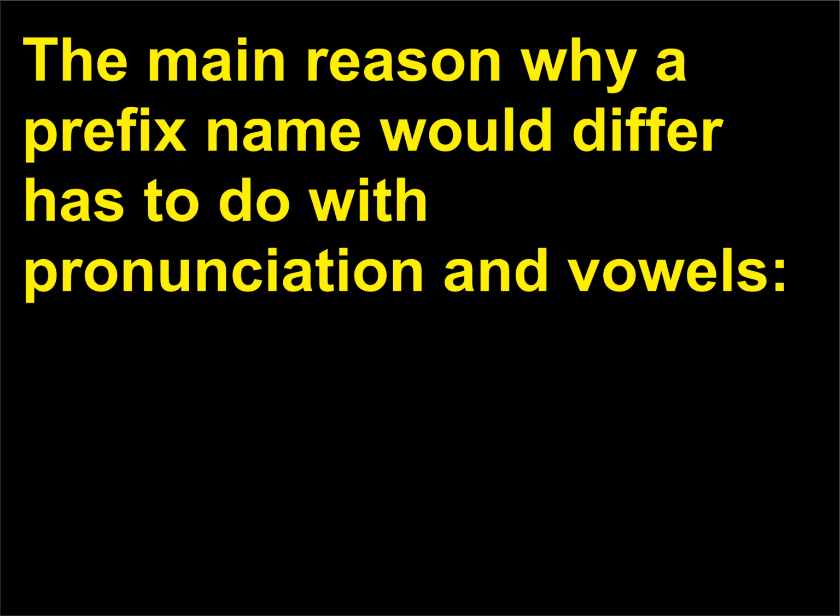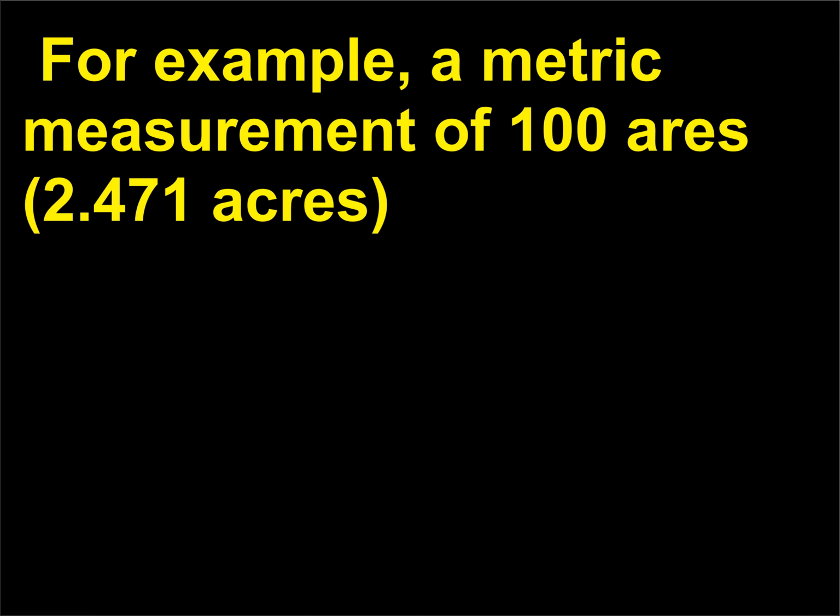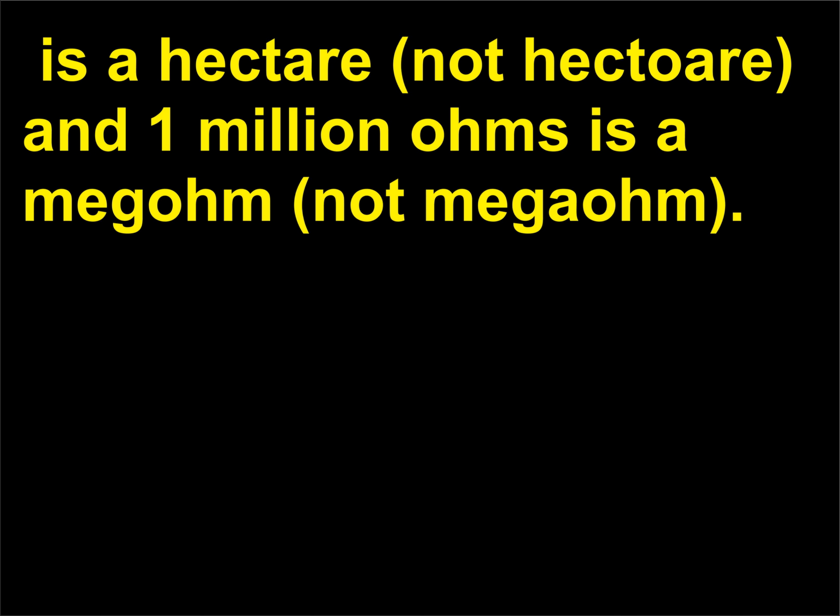The main reason why a prefix name would differ has to do with pronunciation and vowels. If the first letter of the unit name is a vowel and the pronunciation is difficult, the last letter of the prefix is omitted. For example, a metric measurement of 100 ares, 2.471 acres, is a hectare, not hectoare, and 1 million ohms is a megohm, not megaohm.